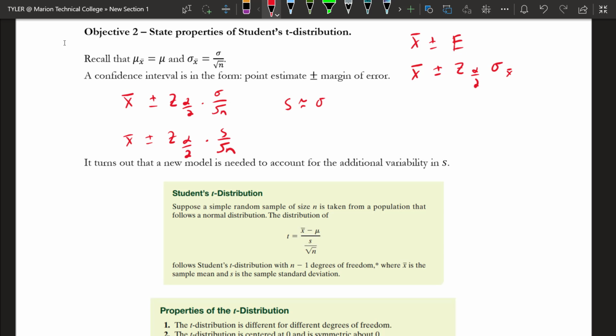Now, I won't get into all the technicalities, but it turns out that s is a statistic, and that's also going to vary. That's a point estimate for sigma, so s will also vary. So this model, using the standard normal model, the z distribution, doesn't take into account this additional variability. So it turns out that in this section where we're dealing with x bar, we're going to use a different distribution called the t distribution.